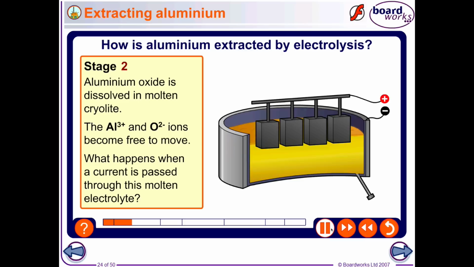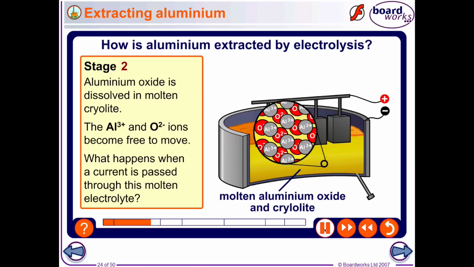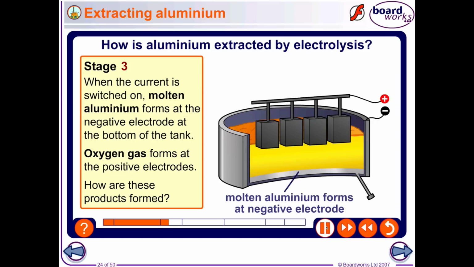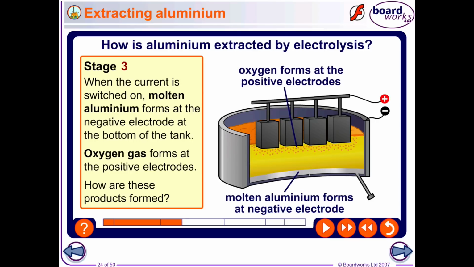So there we've got our aluminium oxide mixed with cryolite to lower the melting point, and we start to pass electricity through it. Now, as you can see, the aluminium ions are moving to the bottom, to the negative electrode. Why are they doing that? Well, that's because they're positive and they're attracted to the negative. The oxygen is moving towards the positive electrode, and as that happens, we get oxygen gas being given off at the top and the aluminium being given off at the bottom.